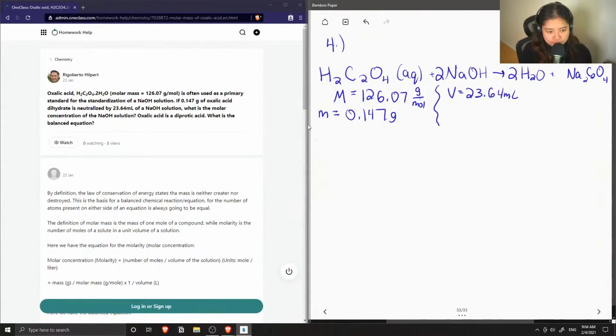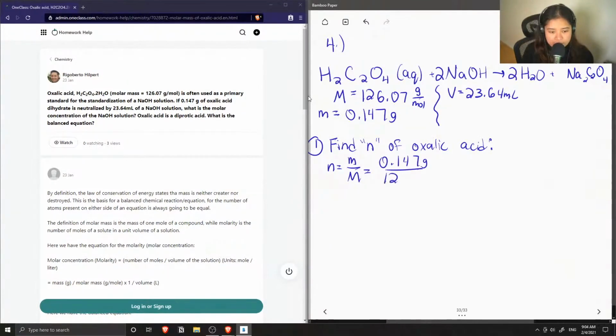Okay, so we're given the mass and the molar mass of oxalic acid. So the first step is to find the number of moles. So number of moles is mass over molar mass. And we have 0.147 grams and 126.07 grams per mole, giving us a number of moles equal to 1.17 times 10 to the negative 3 moles.